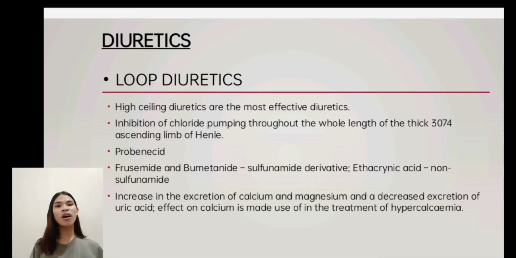These drugs are extensively bound to plasma proteins, and relatively little is filtered in the glomerulus; they are actively secreted by the organic anion transporters at the site of action. So substances like probenecid, which block this mechanism, can reduce their efficacy. Examples of loop diuretics are furosemide, bumetanide, and ethacrynic acid.